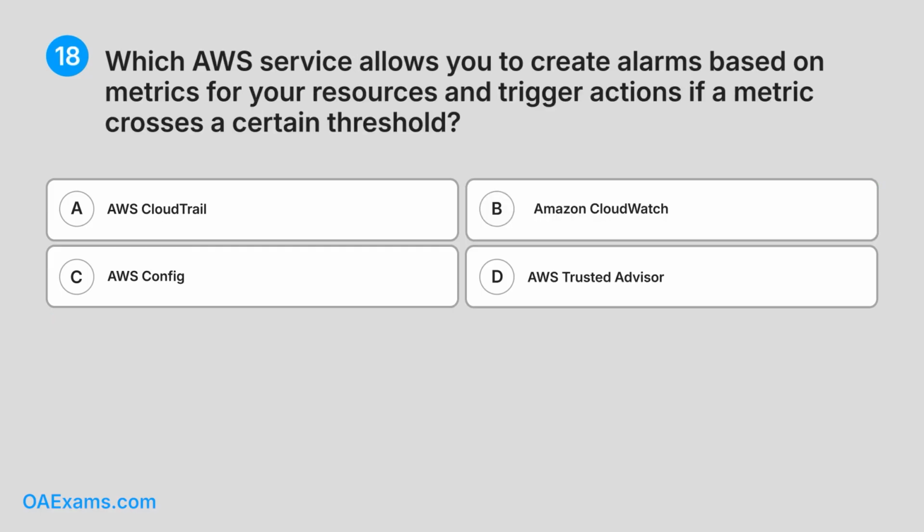18. Which AWS service allows you to create alarms based on metrics for your resources and trigger actions if a metric crosses a certain threshold? A. AWS CloudTrail. B. Amazon CloudWatch. C. AWS Config. D. AWS Trusted Advisor. Can you guess the answer?